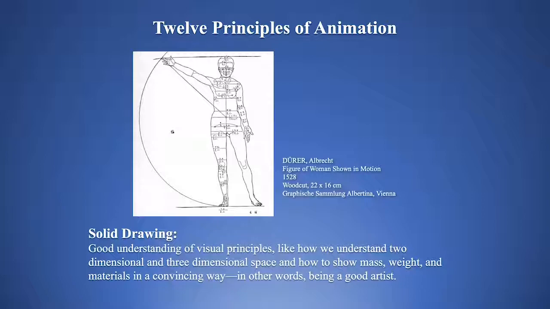Solid drawing. Good understanding of visual principles like how we understand two-dimensional and three-dimensional space and how to show mass, weight, and materials in a convincing way. In other words, being a good artist. This is Albrecht Dürer's figure of a woman shown in motion. You can see he's done all these measurements. So he's trying to dissect this person and figure out how she's built.